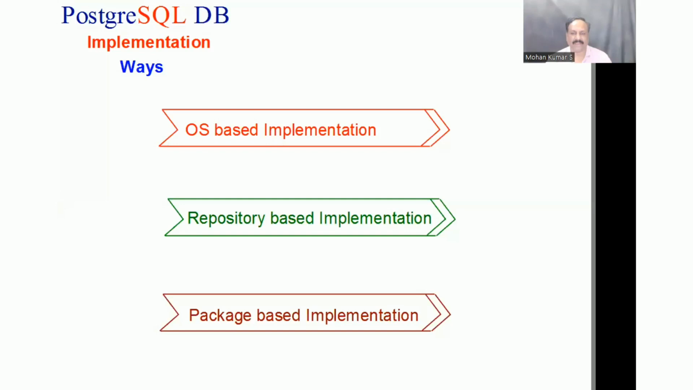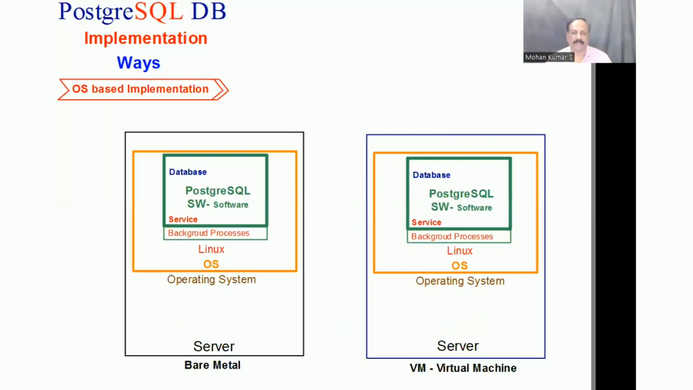We can consider three implementation types. The first one is OS-based implementation, where we install it while installing the operating system. We'll look into the advantages and limitations. Then we have repository-based implementation, whether we can go for it, and its advantages and limitations. Then we have package-based implementation. When we need to go for package-based implementation, we'll discuss that. First, let us look into OS-based implementation.